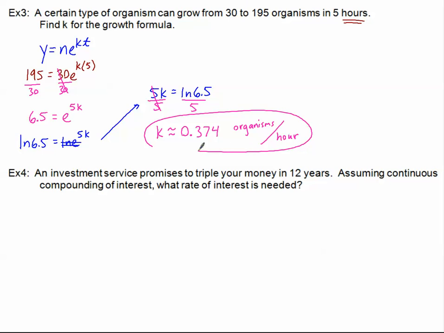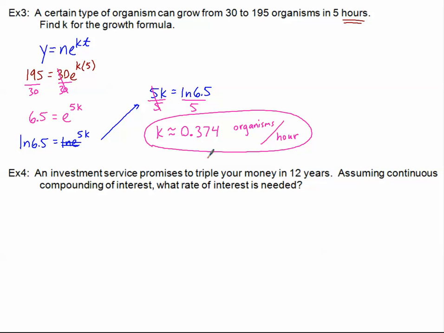That's what this constant represents. Of course, we're growing. That's why the constant is positive. If the constant were negative, then we would be decaying, and it would be decreasing. So this is increasing about a third per hour.